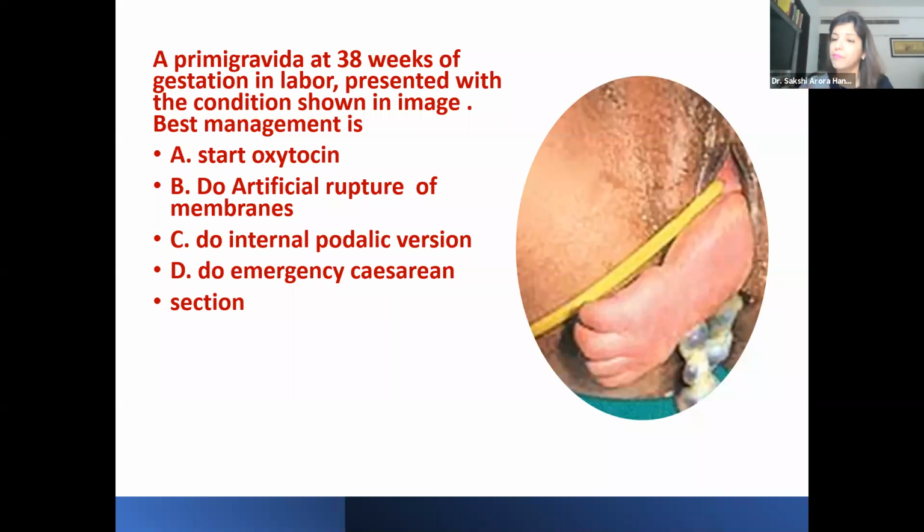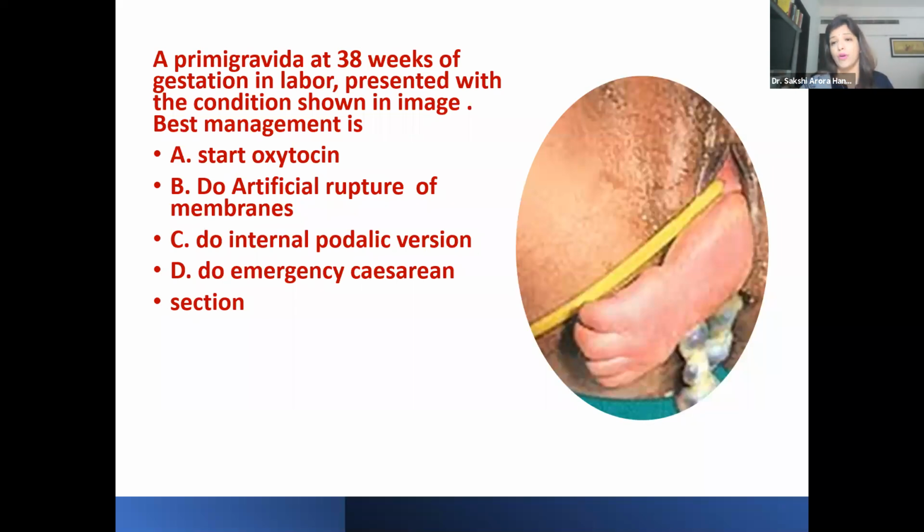Right? So one very important difference between caput and cephalhematoma is caput is always above the level of periosteum and cephalhematoma is always below the level of periosteum. That's very important. Caput is an edema, so it's going to pit on giving pressure. Cephalhematoma is a collection of blood, so it's not going to pit on giving pressure.